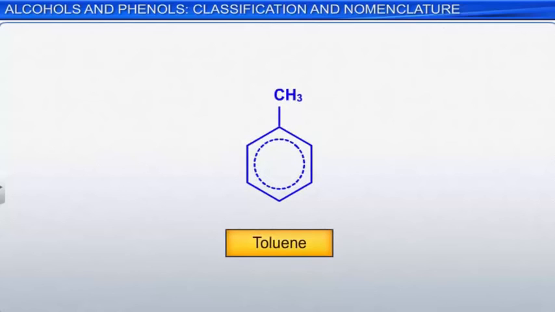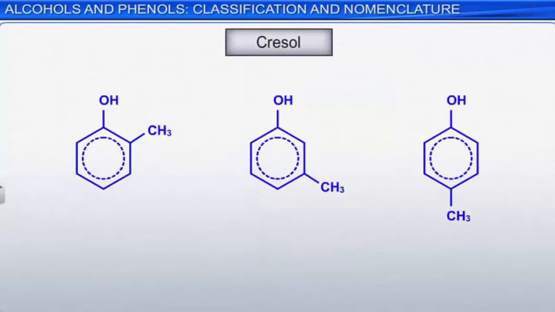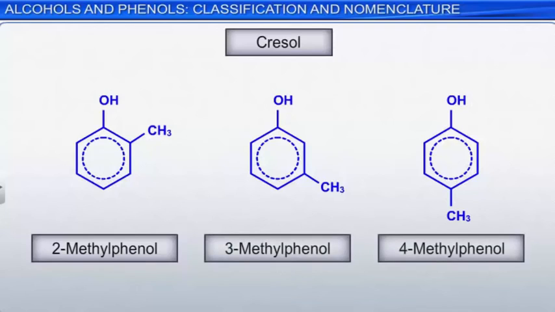Toluene is an important benzene derivative. It has 1 methyl group attached to the aromatic ring. Cresol is the name for toluene molecules that have 1 hydroxyl group in addition to the methyl group. There are actually 3 isomers for cresol. The isomers for cresol can be named as phenol derivatives: 2-methylphenol, 3-methylphenol, and 4-methylphenol.